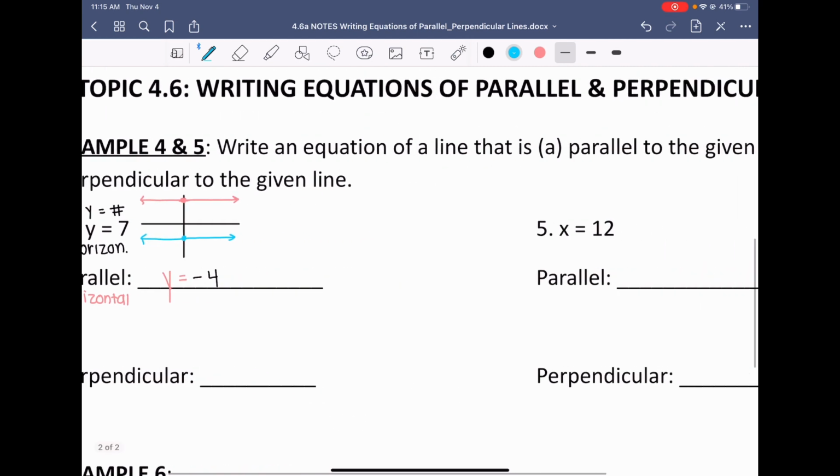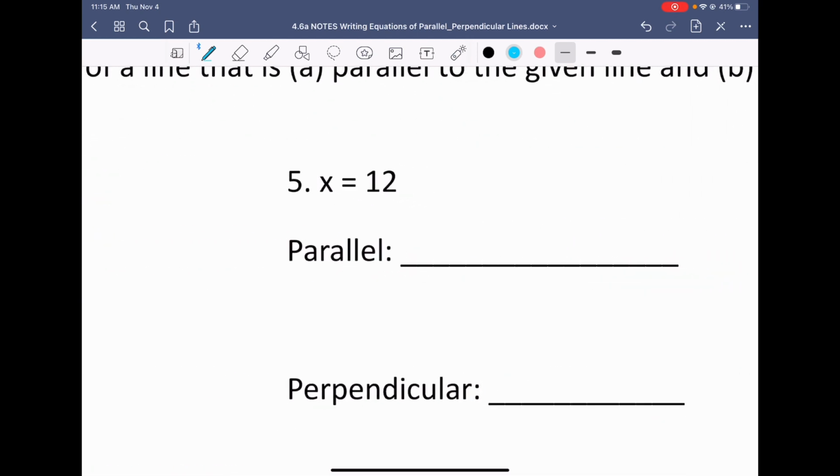So like on this one, when you do it by yourself, it's x equals, so it's a vertical line. When you draw a coordinate plane, if this is positive 12, it's going through the 12 on the x-axis, and it's a vertical line. So something parallel to it also has to be vertical. So it's also going to be an x equals, and you can choose any number.